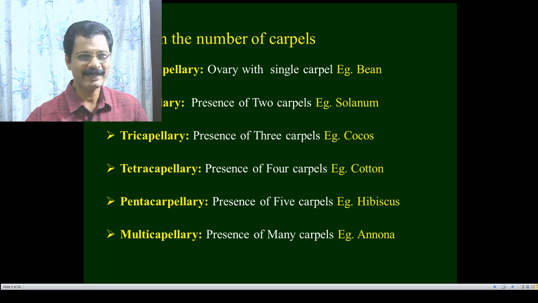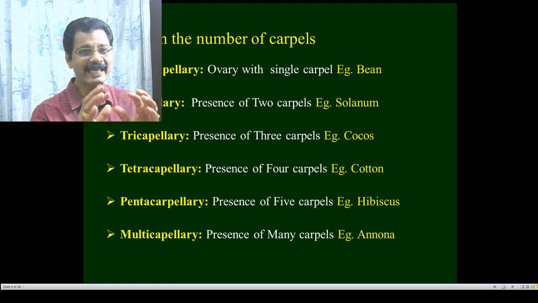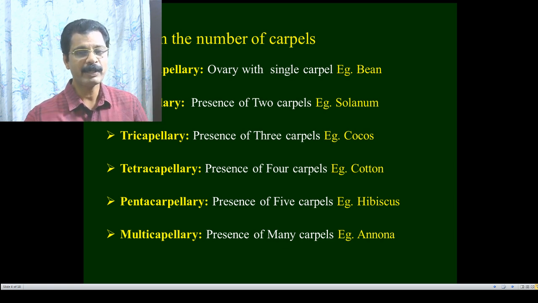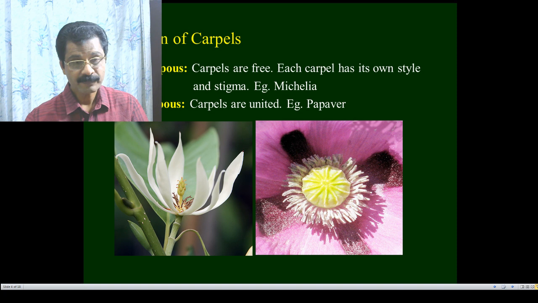Based on the number of carpels, the ovary is named as monocarpellary ovary, bicarpellary ovary, presence of two carpels, tricarpellary, three carpels. Example, Cocos, coconut, three carpels. Then tetracarpellary, four carpels. Pentacarpellary, if you take a hibiscus, there you can see five carpels. More than five we call multicarpellary ovary. Example, Annona.